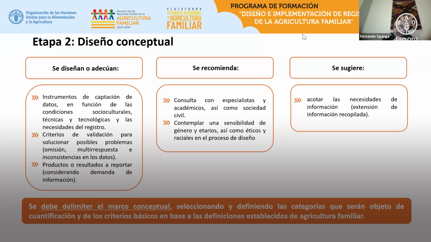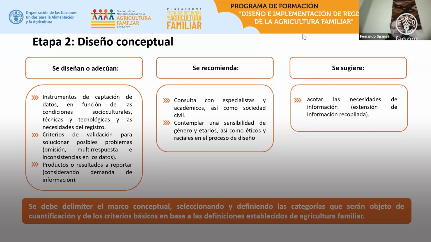Part of what we said today in the consultation: this is not a top-down approach. We need to consult with civil society, consult with academia, and consider gender, age sensitivity, as well as ethnic and racial considerations. Because this is critical, otherwise we can have problems in this conceptual design process.